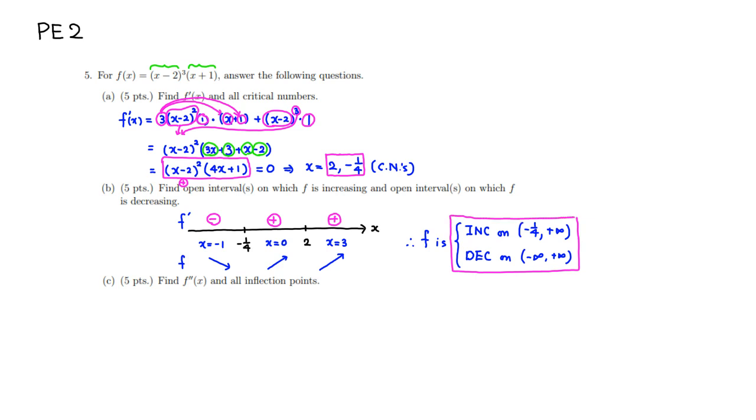Alright, so let's do part C. We want to take another derivative, so let's find f double prime of x. It is equal to, derivative of the first guy, another product rule, so you have to put 2 in front, and then you have (x minus 2) to the first power, multiplied by the derivative inside, which is 1, times the second guy, 4x plus 1, just copy that, plus first guy, copy that, (x minus 2) squared, multiplied by the derivative of 4x plus 1, which is just 4.